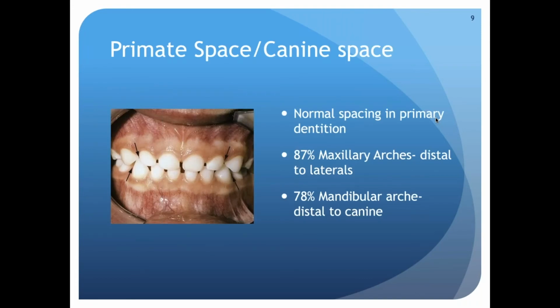So primate space, or canine space, is something that we're looking for in kids. We want kids to be very, what I would say, gappy, or see a lot of spaces. Parents may not love this, but this is what we want to see. It's normal to have this kind of spacing in the primary dentition. 87% of the time in the maxillary arches, it's going to be distal to the lateral, and 78% of the time in the mandibular arch, it's going to be distal to the canine.